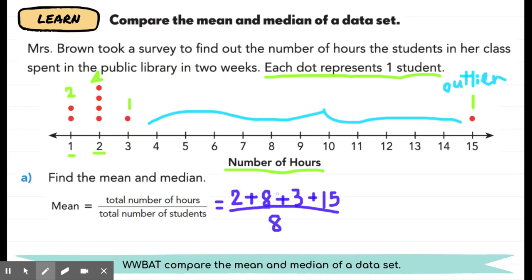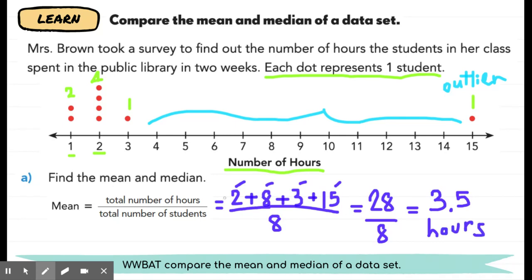So 2 plus 8 is 10. 10 plus 3 is 13. 13 plus 15 is 28. To find the average, I can take out my calculator and divide 28 by 8. 28 divided by 8 is 3.5. So our mean is 3.5 hours. This is our mean.